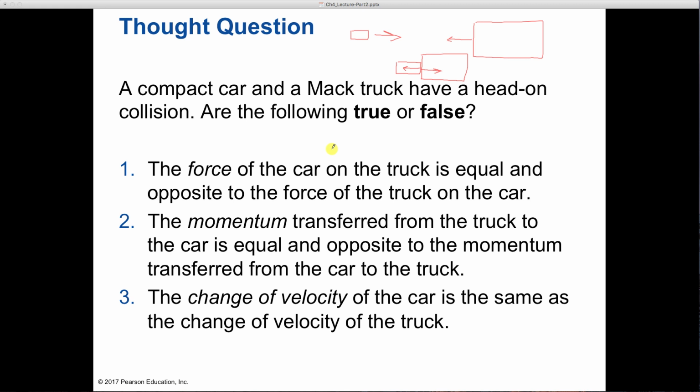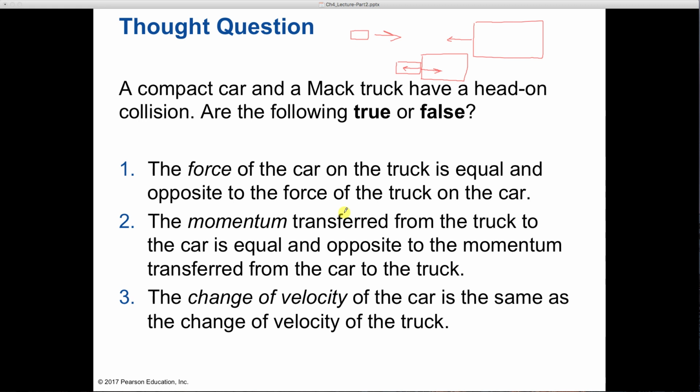All right, so let's see what we can answer here. The force of the car on the truck is equal and opposite to the force of the truck on the car. That is true. They are equal and opposite forces acting on each other. The momentum transferred from the truck to the car is equal and opposite to the momentum transferred from the car to the truck. That sounds kind of complicated.